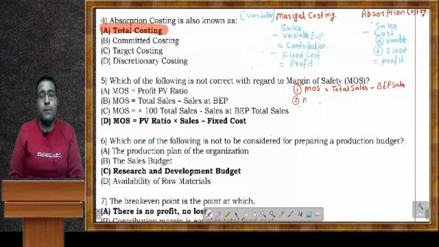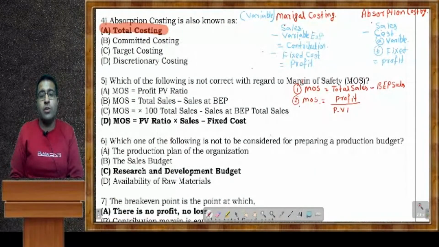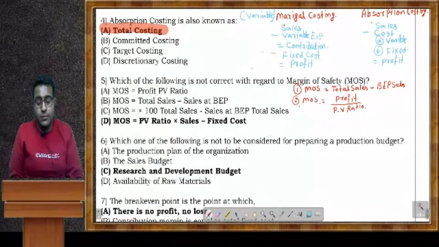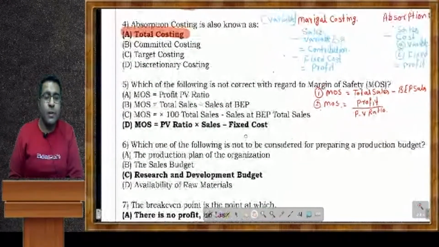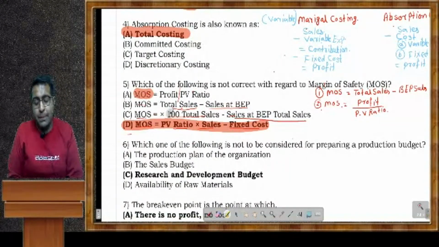One more formula for MOS, margin of safety, is profit divided by profit volume ratio. Okay, these are the basic formulas. Now just look at what options we have. Margin of safety equals profit divided by PV ratio. Margin of safety is total sales minus sales at the BEP. Margin of safety percentage is total sales minus sales at the BEP, of total sales, right? Last is MOS equals PV ratio multiplied by sales minus fixed cost. No, it is not a right option. So MOS can't be calculated with this formula.